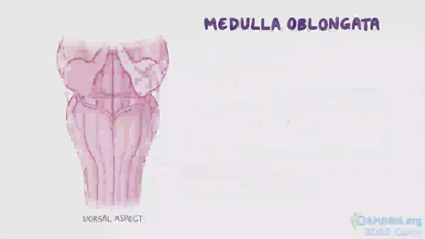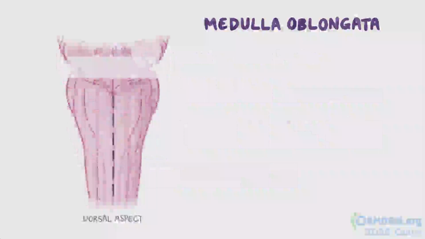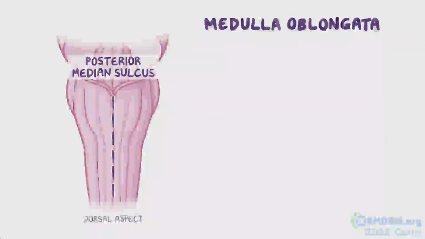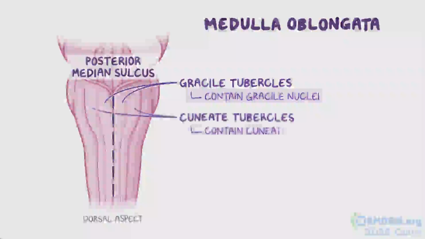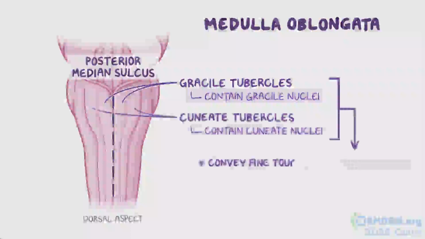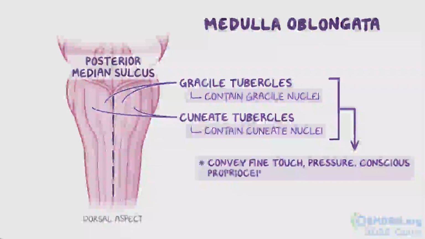Looking at the caudal medulla, right on the midline, there's the posterior median sulcus. Next to it, there are two bumps called the gracile tubercles, which contain the gracile nuclei, one on each side. Lateral to the gracile tubercles, there are two more bumps on each side called the cuneate tubercles, which contain the cuneate nuclei. The gracile and cuneate nuclei convey fine touch, pressure, conscious proprioception, and vibratory sensations.